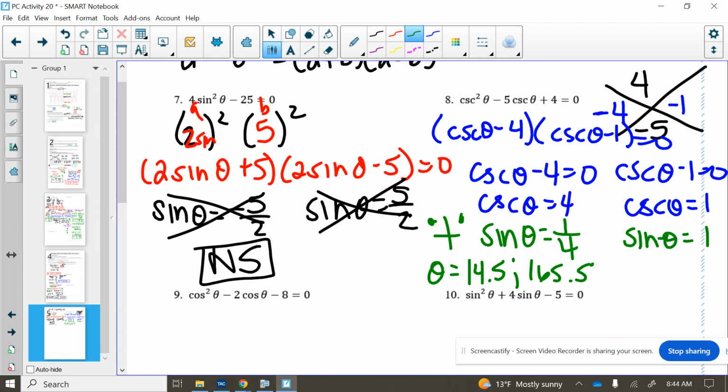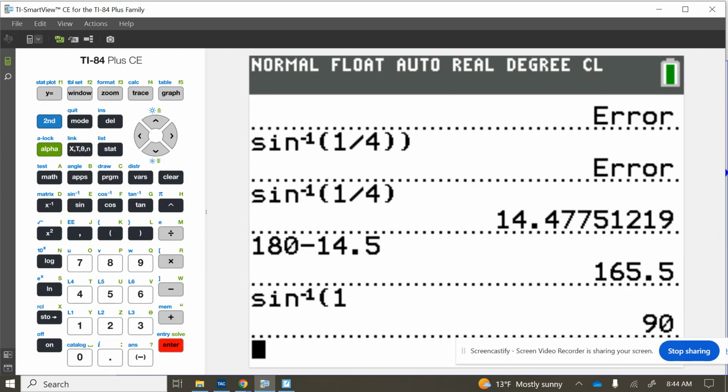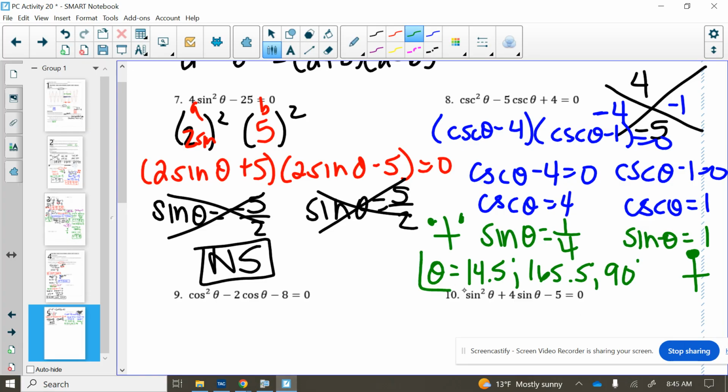Whereas sine equal to 1 is actually going to come from our unit circle. That's going to happen up at 90 degrees. And we could also use our calculator to double check that, but sine inverse of positive 1 is happening up at positive 90 degrees. So that's the third answer on that one, and that's the other place that will happen.